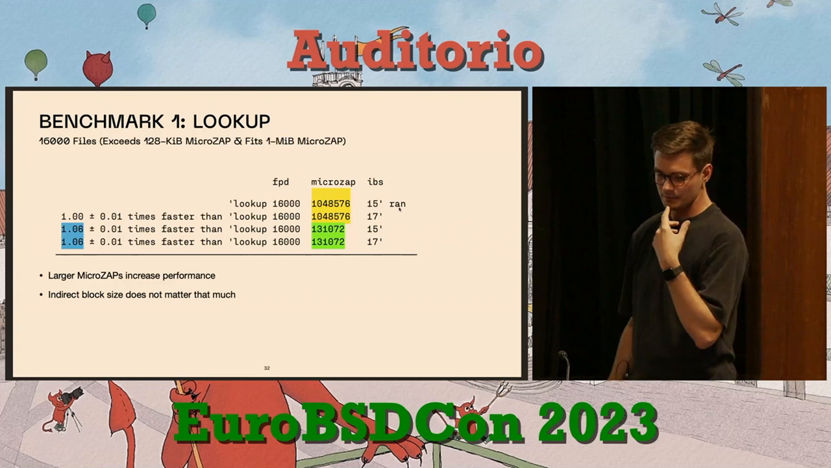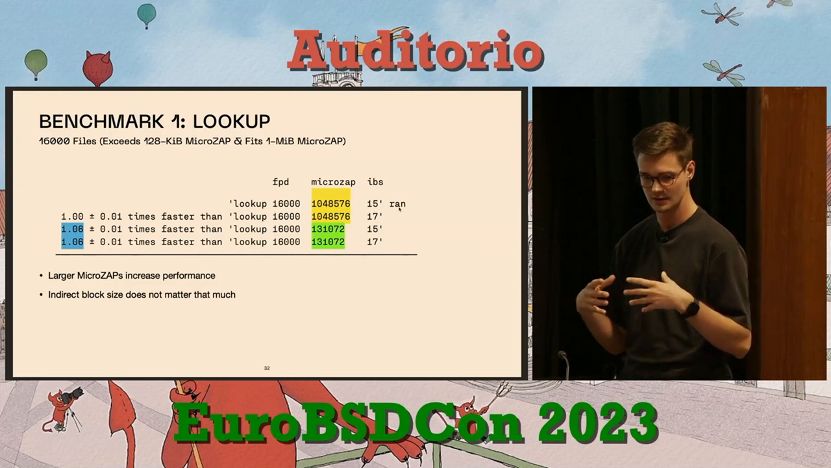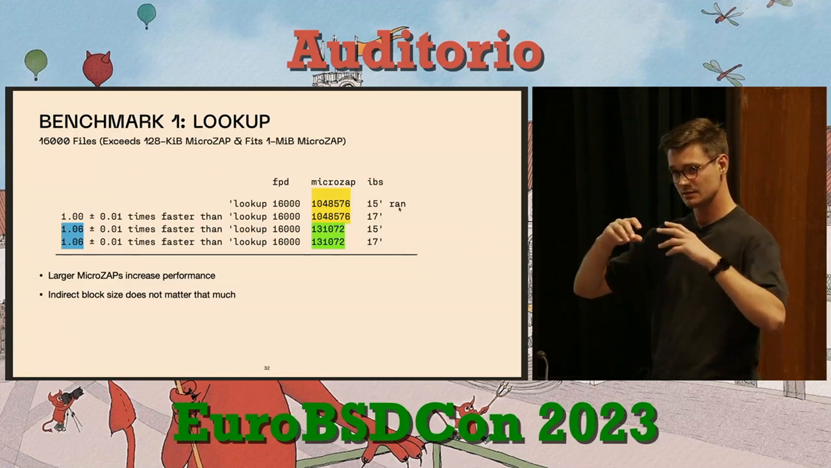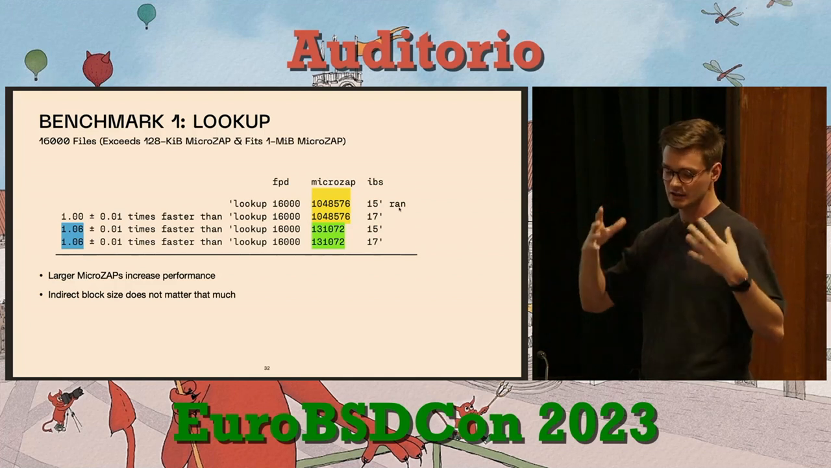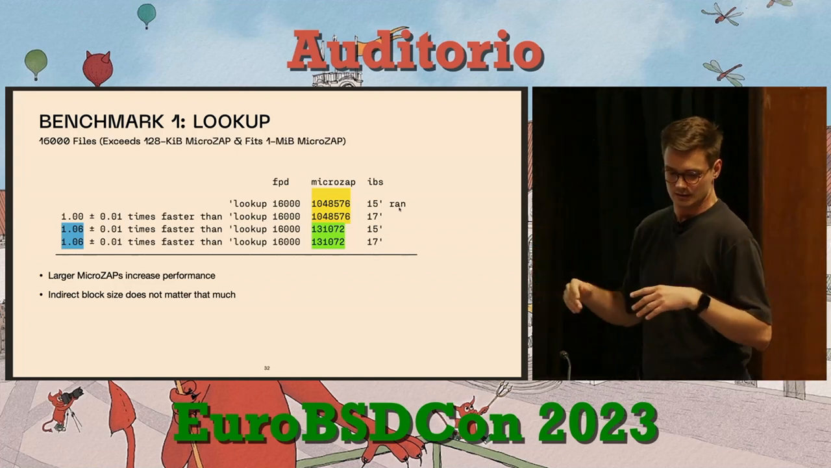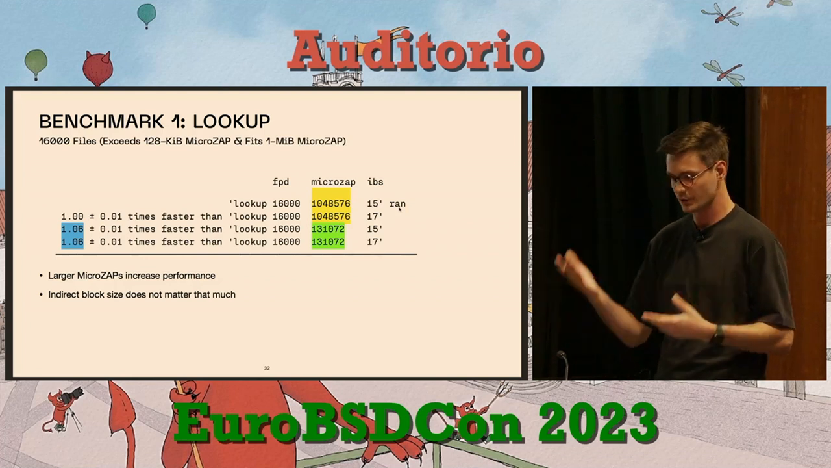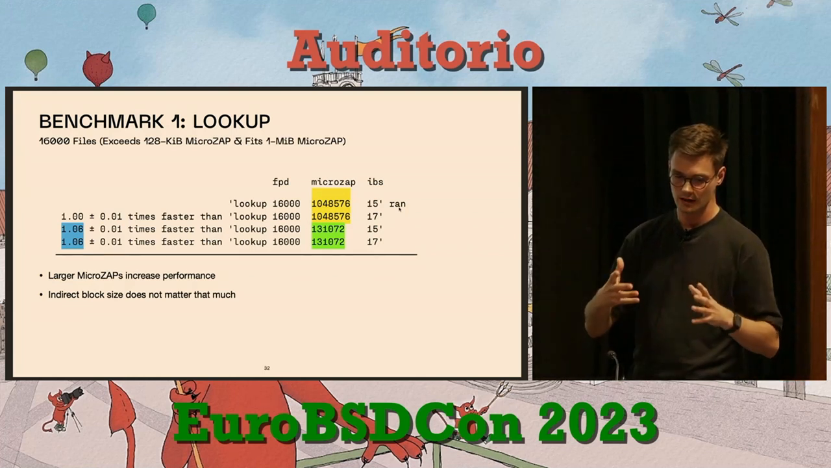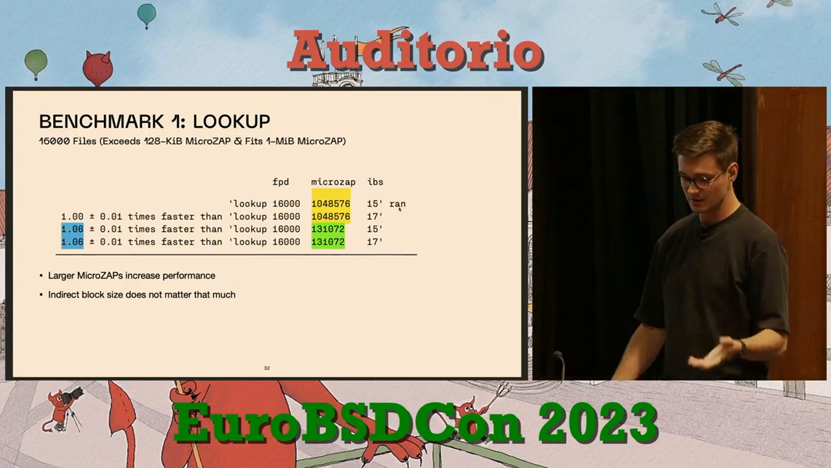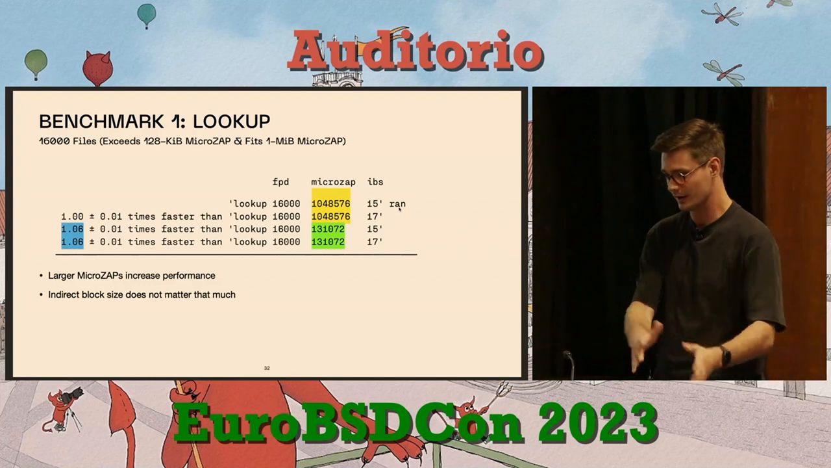So this is what happens when you have 16,000 files in directories. This number exceeds the default microzap size, but it fits nicely into this 1 megabyte microzap before the fat zap kicks in. As you can see here, larger microzaps increase performance because we could stick to the microzap for longer. So reading out the directory structure was only one block and not many. That's probably why we see the difference. The indirect block size doesn't really matter here, or at least not in this particular deployment.